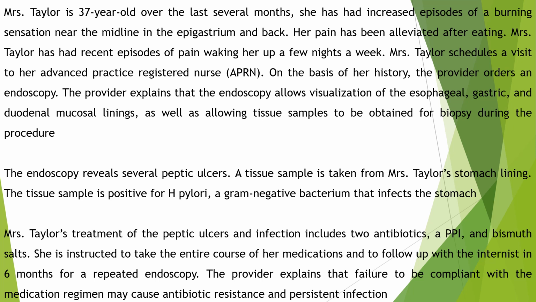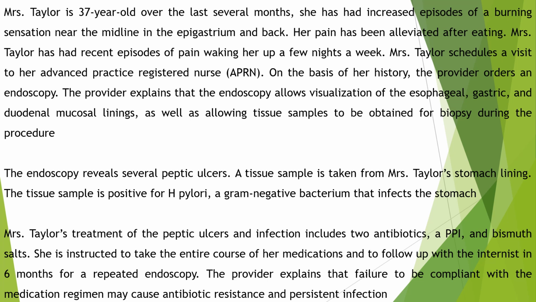On the basis of her history, the provider orders an endoscopy. The provider explains that the endoscopy allows visualization of the esophageal, gastric and duodenal mucosal linings, as well as allowing tissue samples to be obtained for biopsy during the procedure. The endoscopy reveals several peptic ulcers.